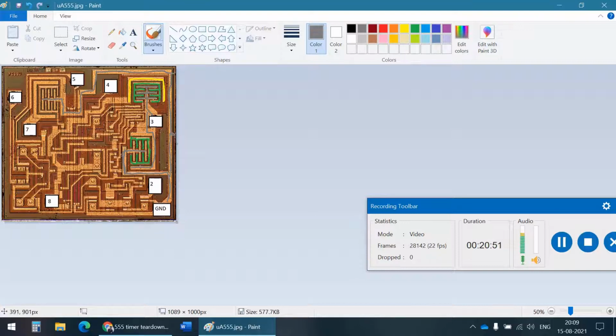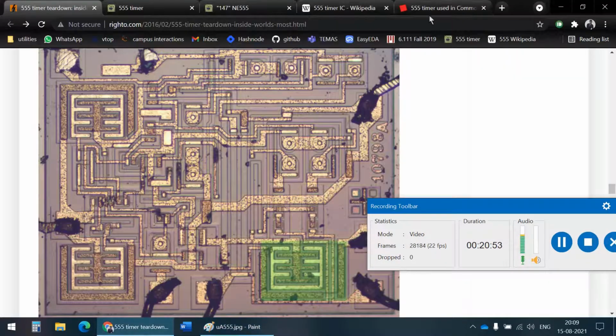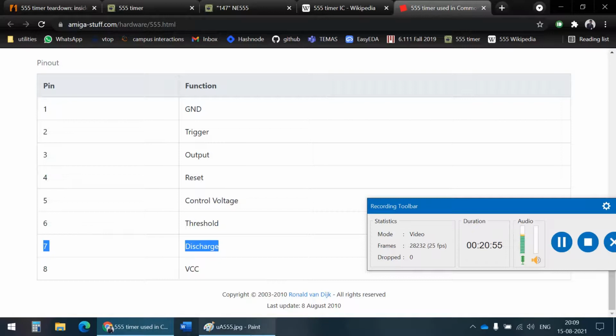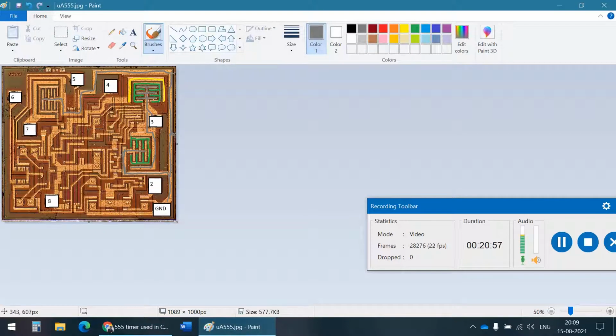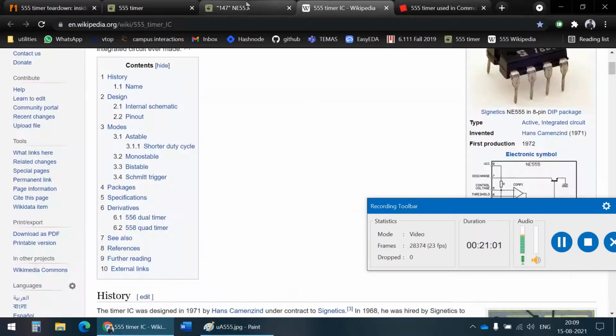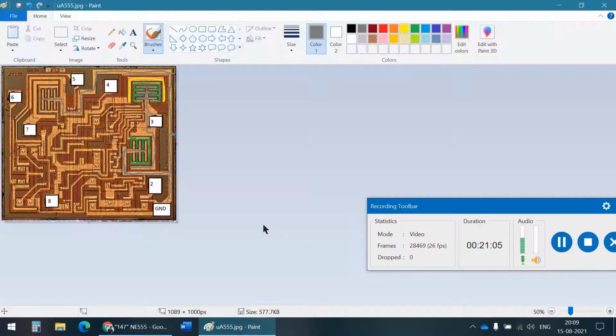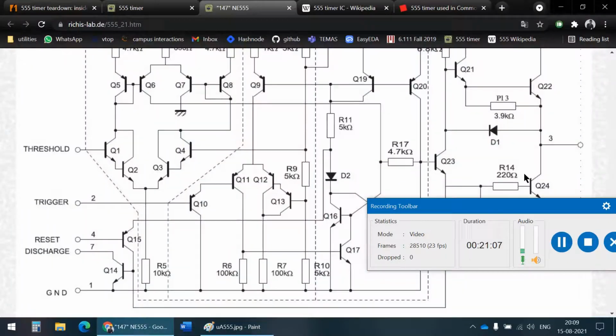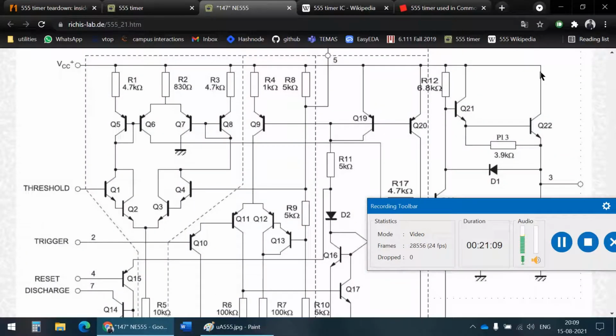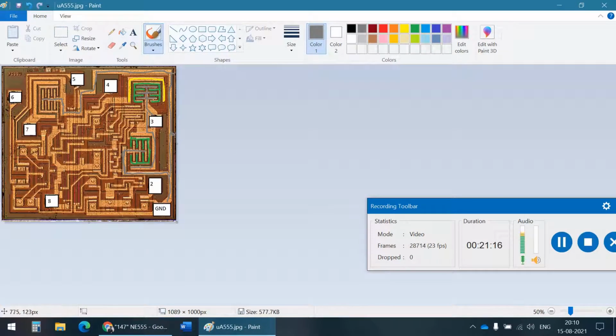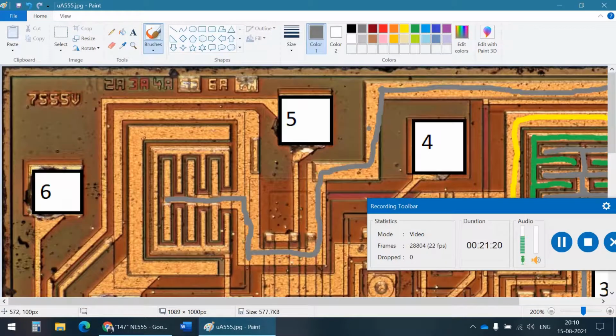Another thing we can do now is, we know pin 8 is VCC, right? It's written here, pin 8 is VCC. So we can see VCC seems to be going inwards somewhere, and we also know that Q22, which we've identified, the collector of Q22 is connected to VCC. So that means that this yellow area should be connected to VCC. So let's just follow the path and see if that is true.